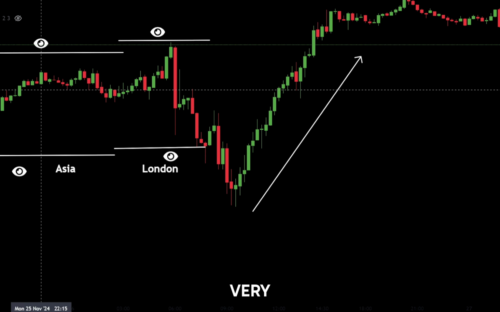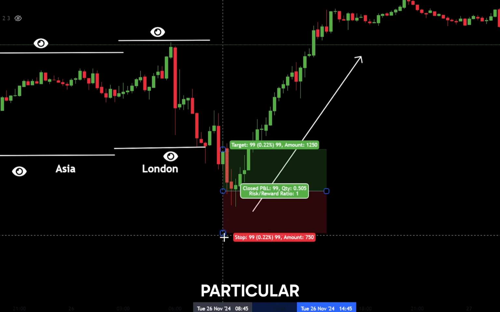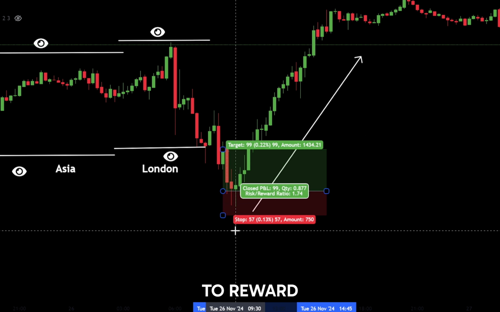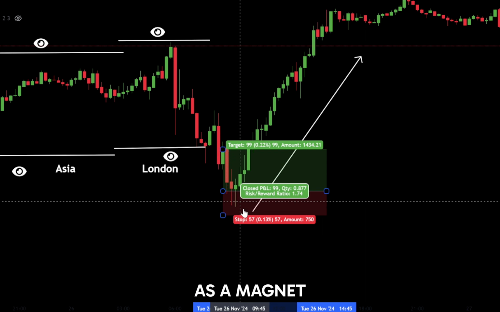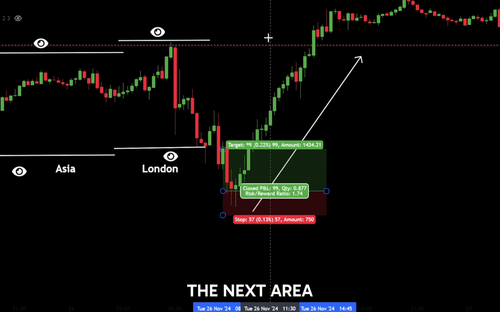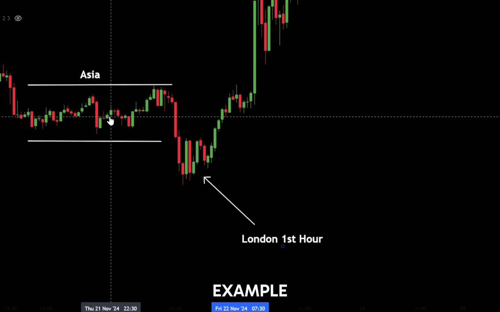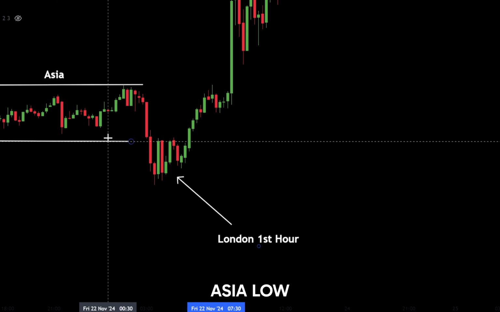Liquidity sweeps are very powerful if you get them right, because once price sweeps a particular area, you can really get a very good risk to reward. If the sweep is actually correct, price should act as a magnet and bounce to the next area that it wants to go to. Now I'm going to go over another example for you guys. So right here we have Asia. It's Asia high, Asia low.